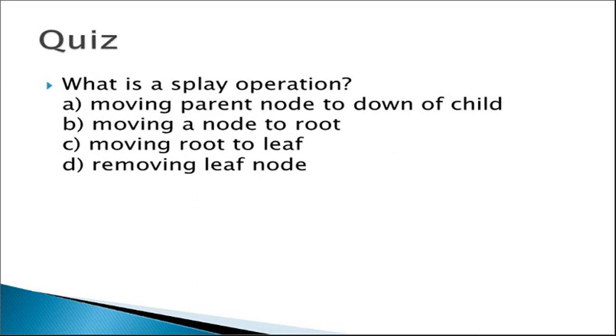What is a splay operation? Moving parent node down to child, moving a node to root, moving root to leaf, or D, removing leaf node. Now over here the aim of splay tree is basically moving whatever data we are accessing to the root position so that we can access it fast. So the B choice is the correct one.